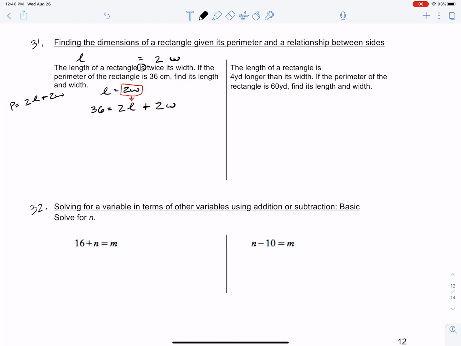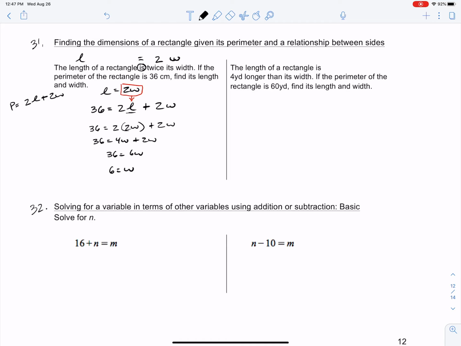Why am I doing that? Because I know what this variable represents. It represents 2W. 36 equals 2 times 2W plus 2W. 36 equals 4W plus 2W. 36 equals, what's 4W plus 2W, meaning we're combining like terms. 6W. You divide by 6 from both sides, you get 6 equals W.